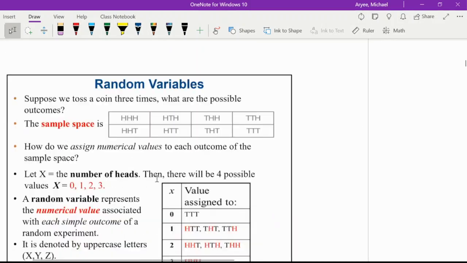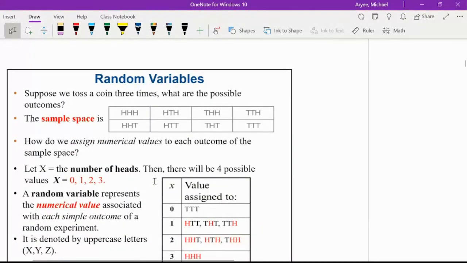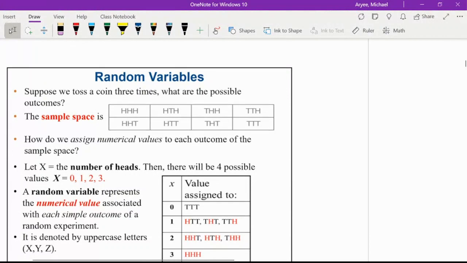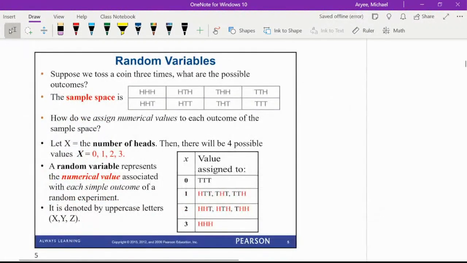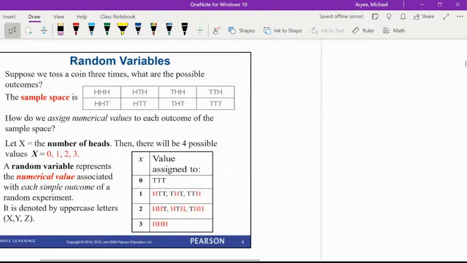Okay, so let me start. Before you can understand the concept of probability distribution, you have to understand what in statistics we mean by the word random variable. And in order for me to explain random variable, let's begin with an example.